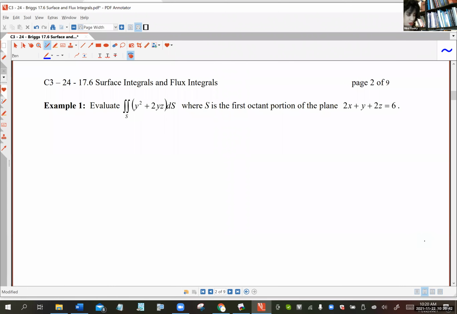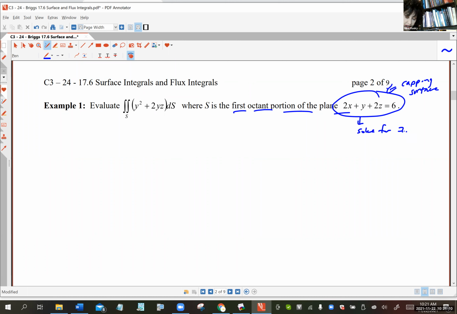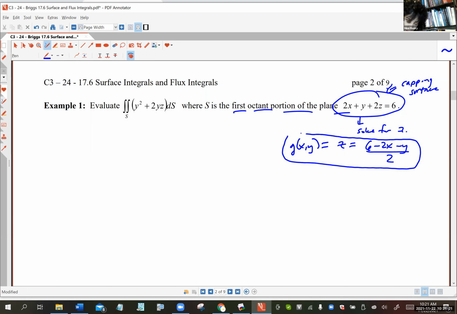Okay. So here's a problem that could be what I put on your midterm or your final. Maybe change some of the letters or numbers, but very similar. The first octant portion of the plane. So this is your capping surface. And they didn't give it to us in a nice way, so that's your job. If I were you, I'd solve for z immediately. This isn't too hard: subtract the 2x and the y from both sides, divide both sides by 2. And this is your little g in the theorem on the previous page.